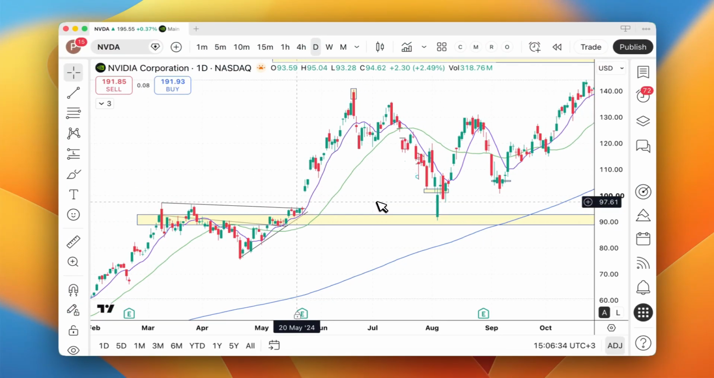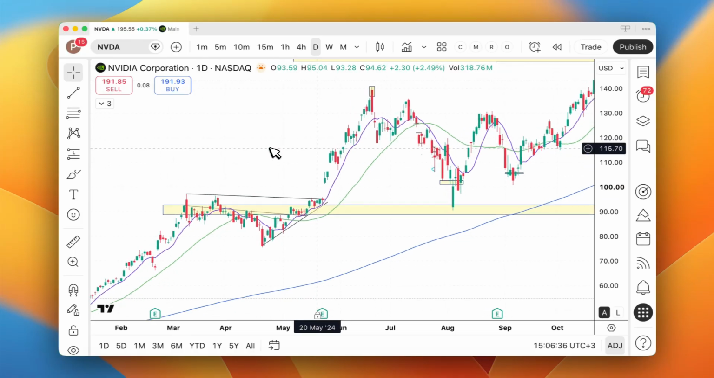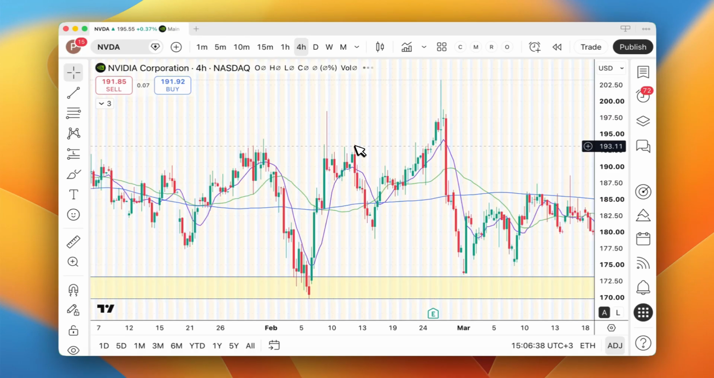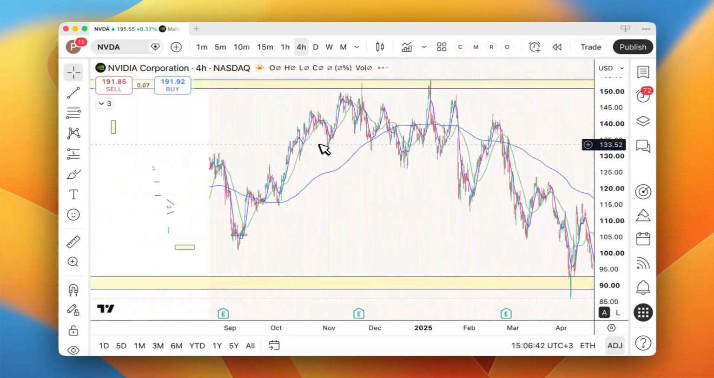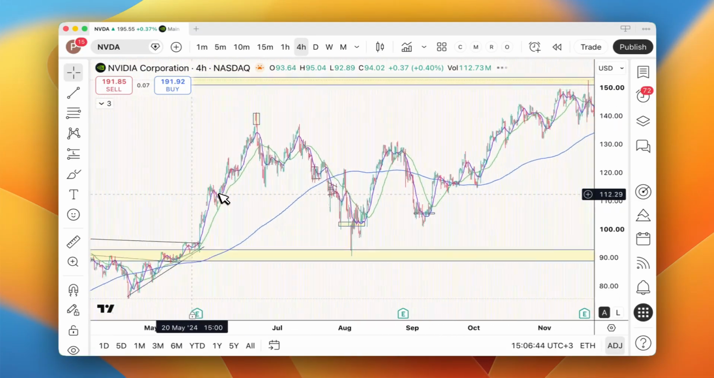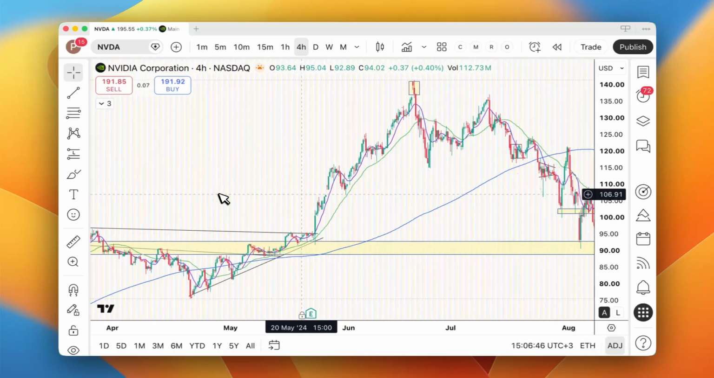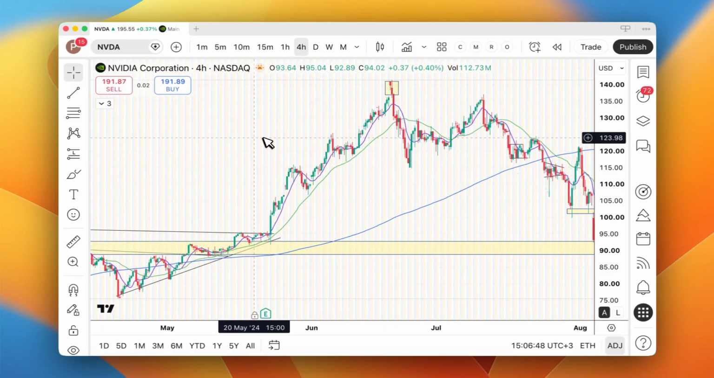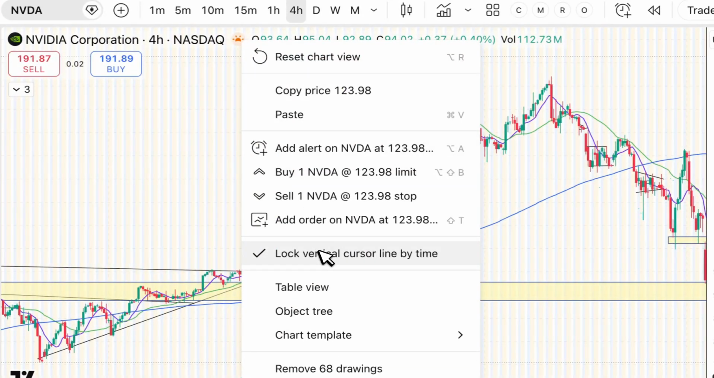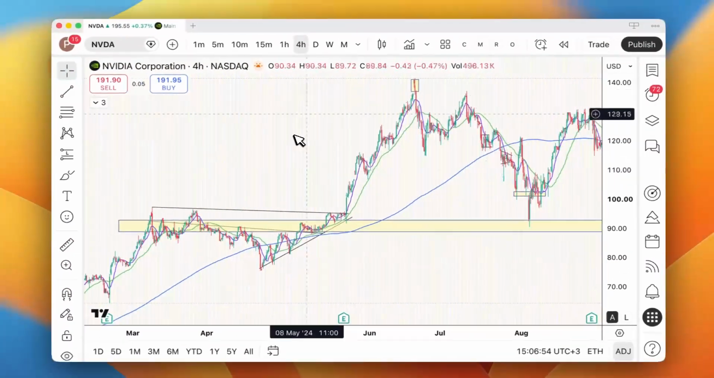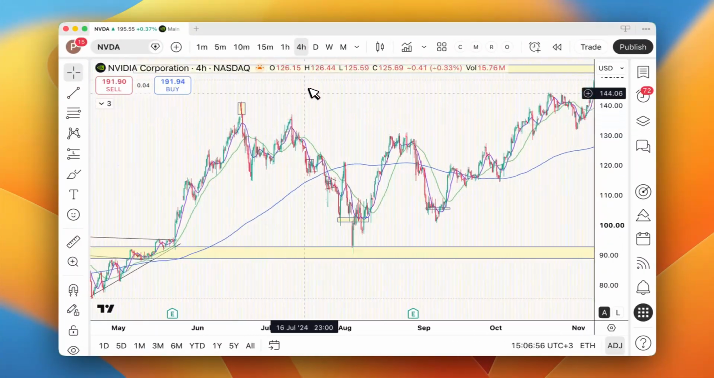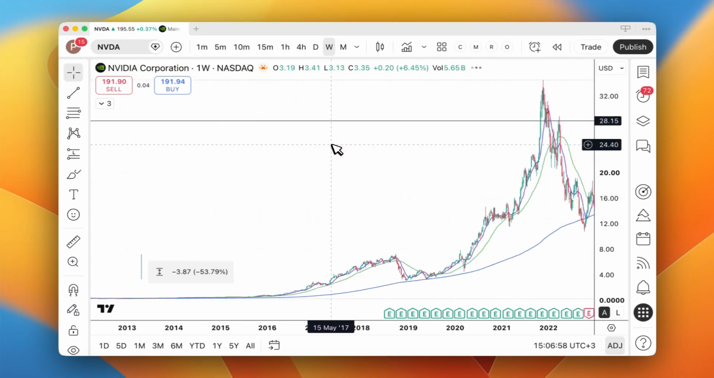And we can use this to analyze, go to even lower time frames. Let's zoom out further. This is a 4-hourly. And here it is. Removing this, you just right click again, you uncheck, and now the crosshair moves freely. So this is how you can lock the vertical cursor on TradingView.